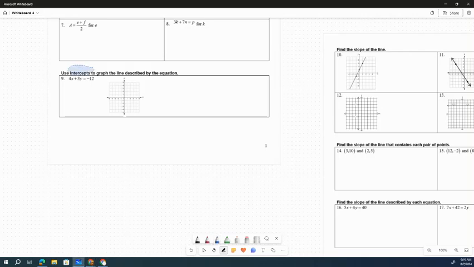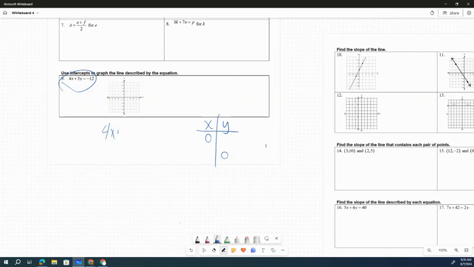This is using intercepts to find the graph of a line. So here we go, intercepts. You have to think to yourself, I have to do some intercepts. Well, to find the y-intercept, we set the x equal to 0. To find the x-intercept, we set the y equal to 0. There's a reason behind that, by the way.